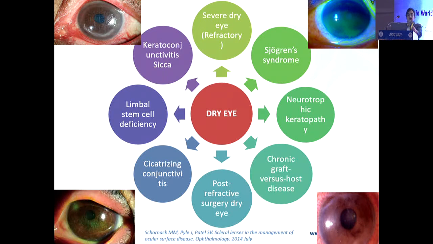Coming on to the conditions of dry eyes, any condition which is compromising the ocular surface, causing drying and desiccation, and not controlled by medical management can be given good rehabilitation via contact lenses. Conditions like severe dry eyes which are refractory to conventional treatment, Sjogren syndrome, keratoconjunctivitis sicca, even in limbal stem cell deficiency cases, contact lenses are found to give good results. Neurotrophic keratopathy, cicatrizing conjunctivitis, and also in cases of post-refractive surgery dry eyes and chronic graft versus host disease.